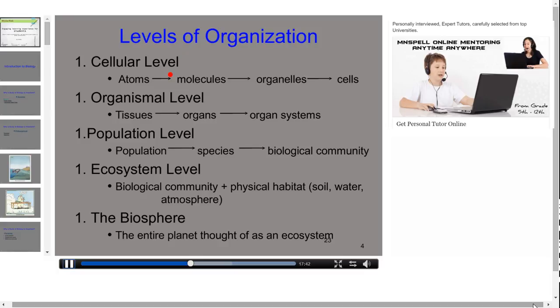And as I said, the cellular level comprises atoms, molecules, organelles, which finally form the cells. Tissues, organs forming organ systems, population, species, biological community, ecosystem, a biological community with a physical habitat, that is the abiotic and biotic factors, finally forming the biosphere, that is the entire planet on which we survive. So, knowing the basic concepts of biology will help us to understand our biosphere or our entire planet as a whole.